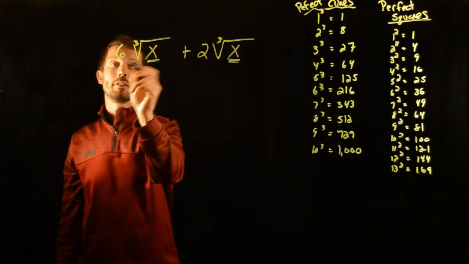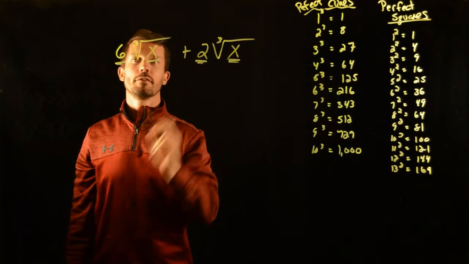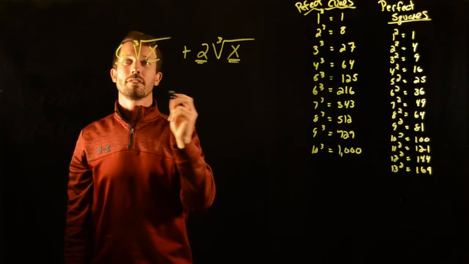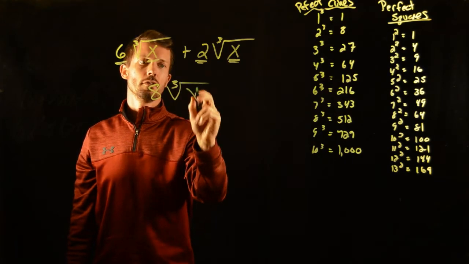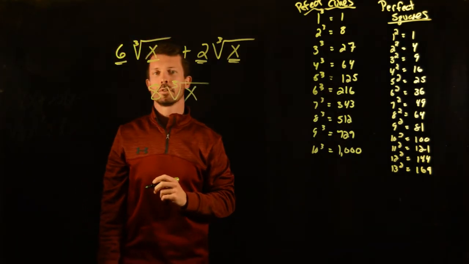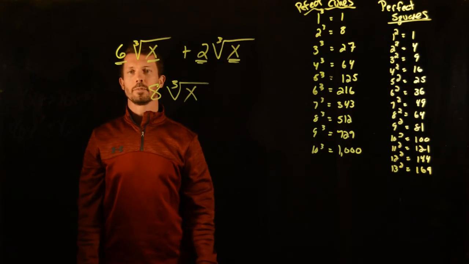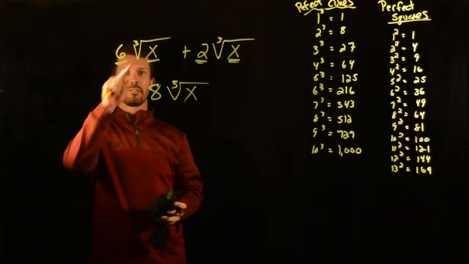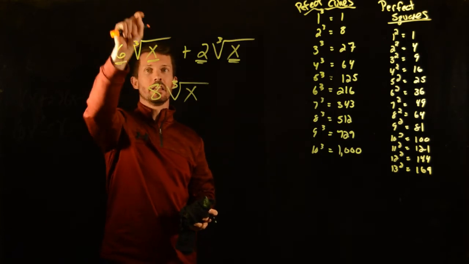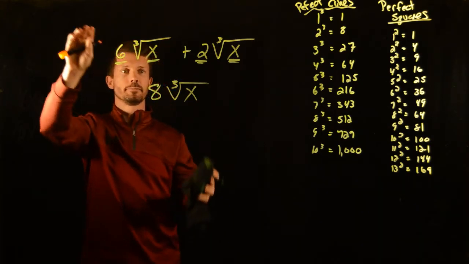So all I have to do is work. This one's actually pretty straightforward. Just have to focus on the 6 and the 2. What's 6 plus 2? Well, that would be 8, and then you'd have the cube root of x. So 8 times the cube root of x. And that's it. So that's how you add and subtract radicals. Remember, like radicals, you have to have the same radicand and you have to have the same index.